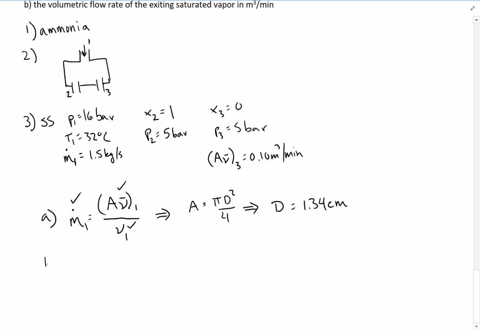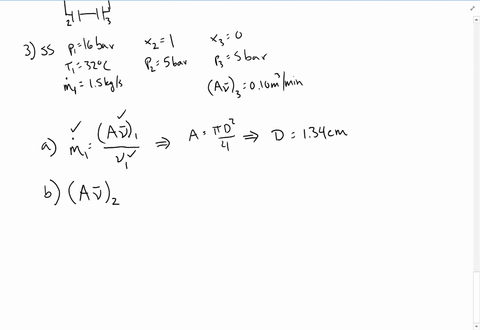Part B asks for the volumetric flow rate of the exiting saturated vapor, which is exiting at 2. Okay, in order to do this, let's use the tool that we just learned, which is the mass balance for an open system. The mass balance for an open system says m dot CV is equal to the sum over the inlets of the mass flow rate at each inlet minus the sum over the exits of the mass flow rate at each exit.